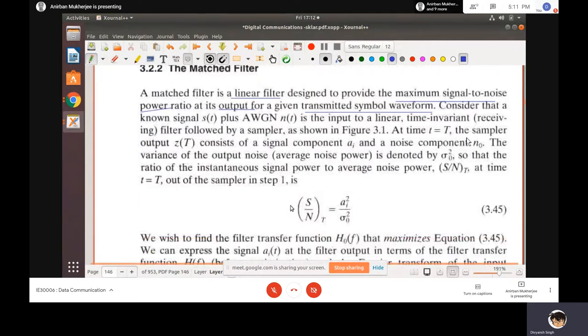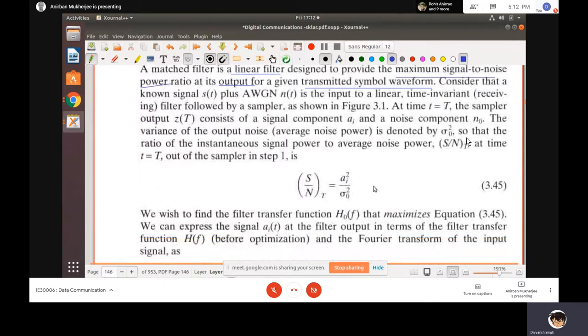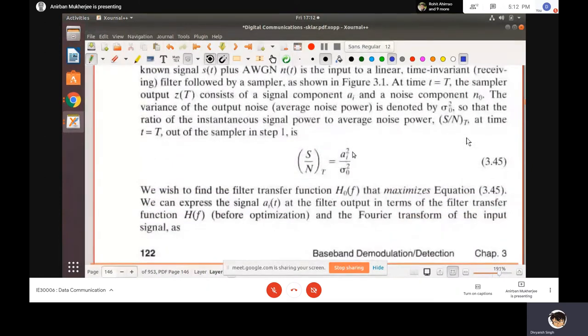And what is my signal to noise ratio? The signal to noise ratio at the output will be the output signal component, sum of a_i square, divided by sigma_0 square. Now please remember, what is my a_i? This is a_i at t equal to capital T.